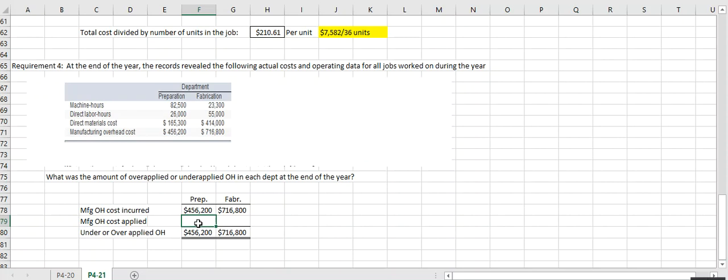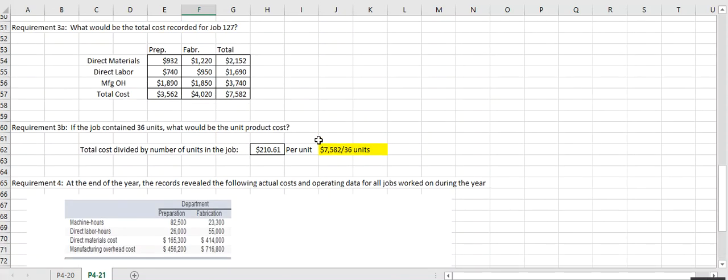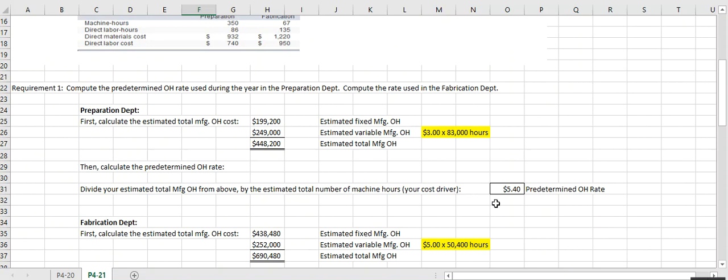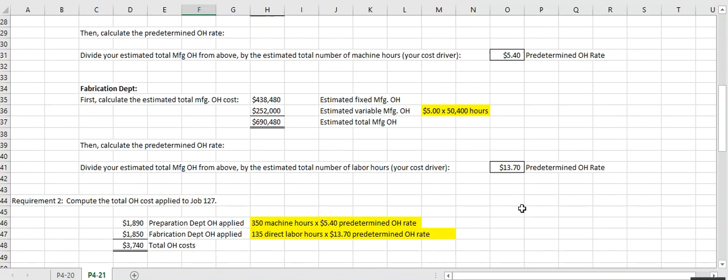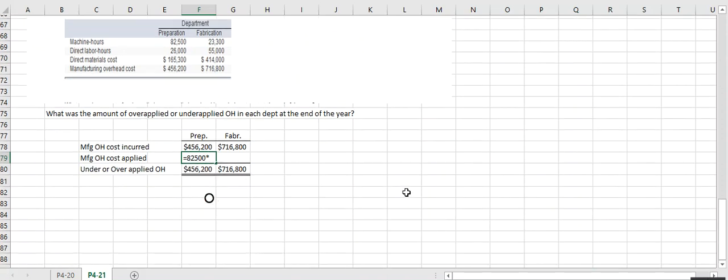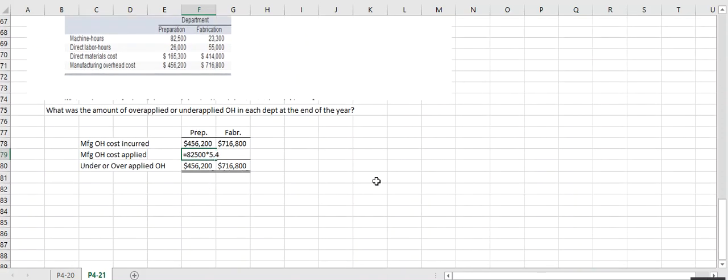So for manufacturing overhead, for preparation, we're going to take our machine hours, 82,500 machine hours were actually used, and we're going to multiply that by the predetermined rate, which is all the way up here. This is the one for preparation. It was $5.40. So we're going to multiply that by $5.40, because it's $445,500 we actually allocated.